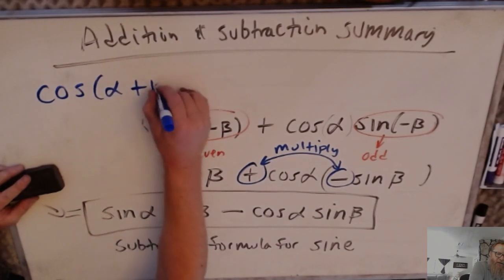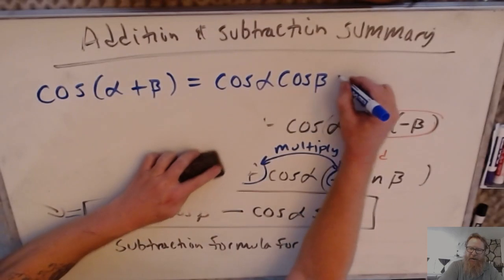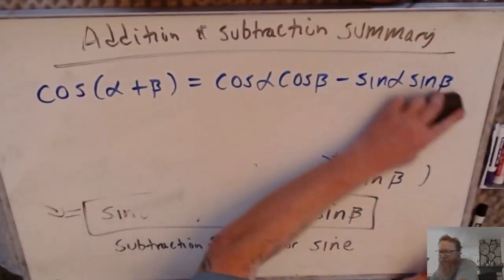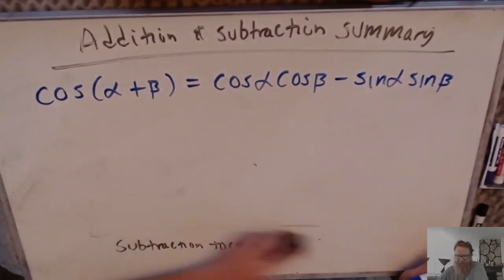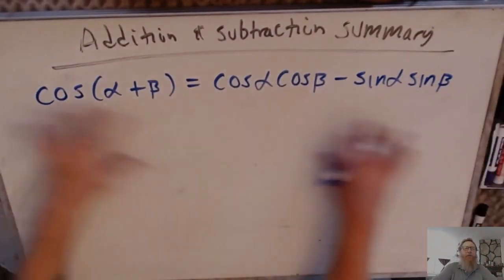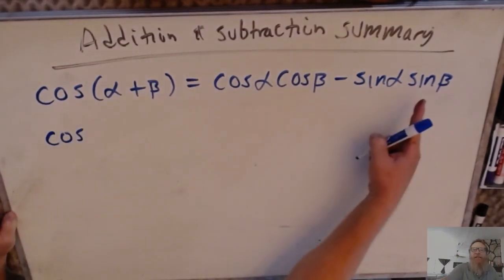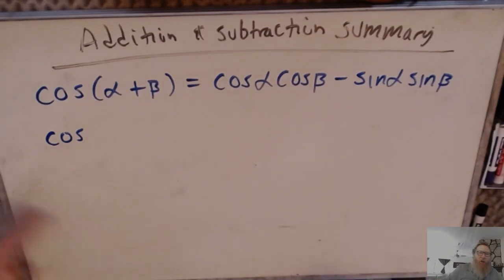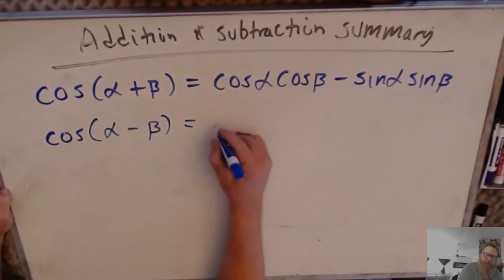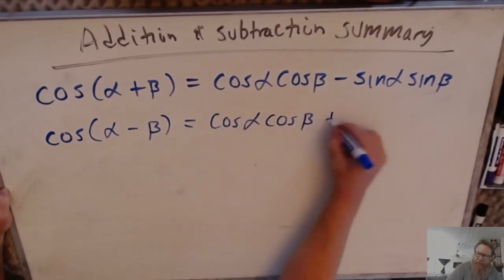So cosine alpha plus beta, that's cosine alpha, cosine beta, minus sine alpha, sine beta. You don't want to have to stop in the middle of a problem and think about what the formula is. You want to be able to just write that down. I only memorize this one, and then I get all the rest of them for free. So alpha minus beta, same formula. Just change the sign to plus.